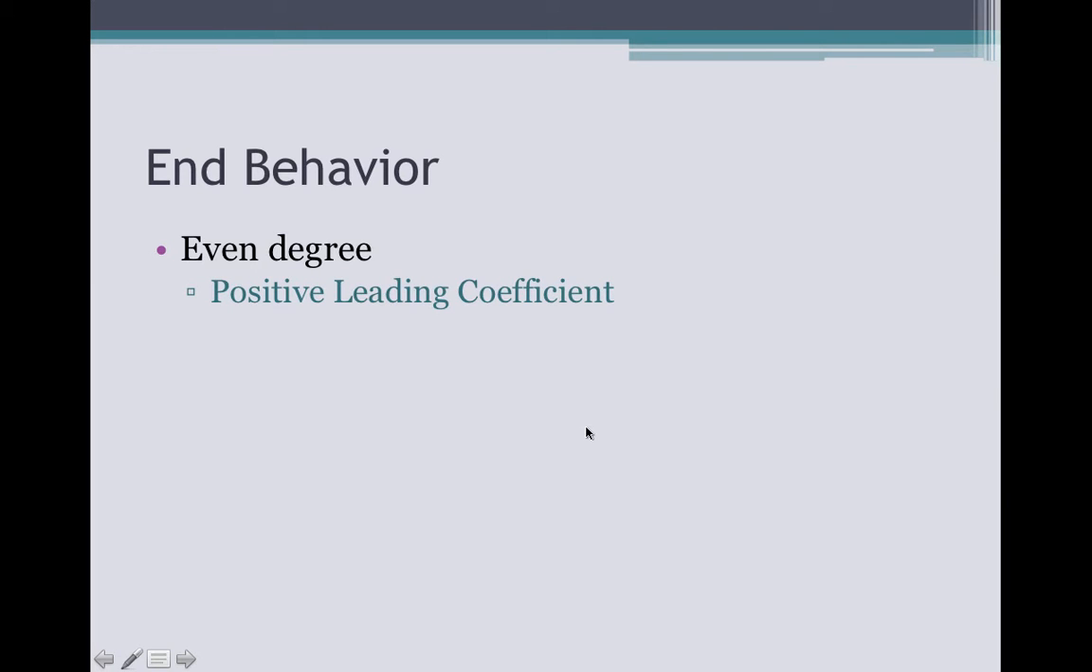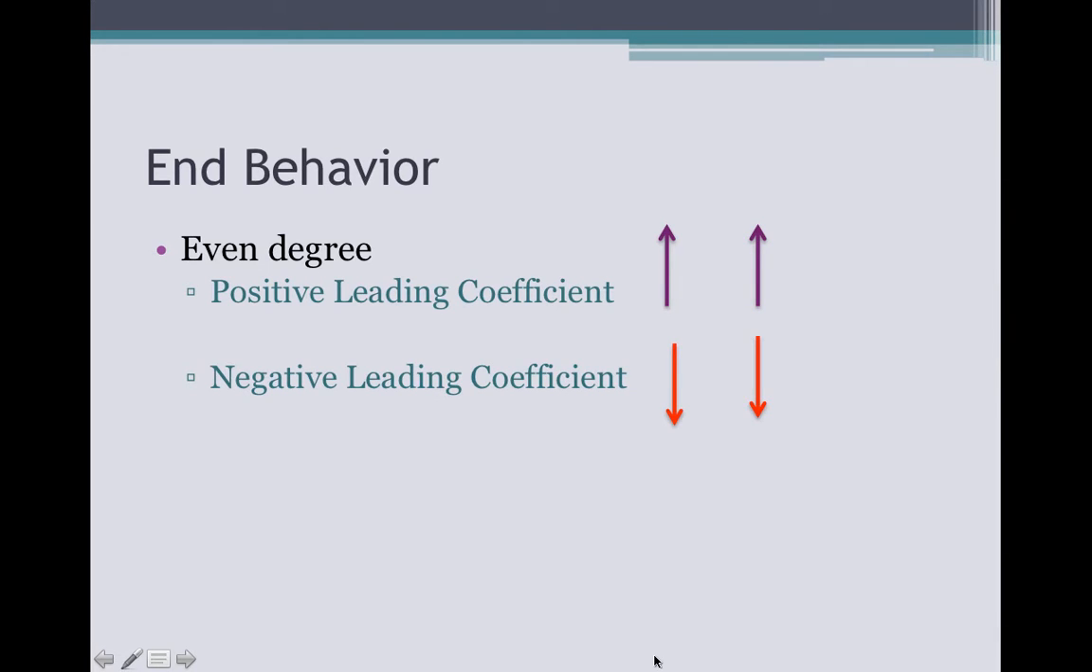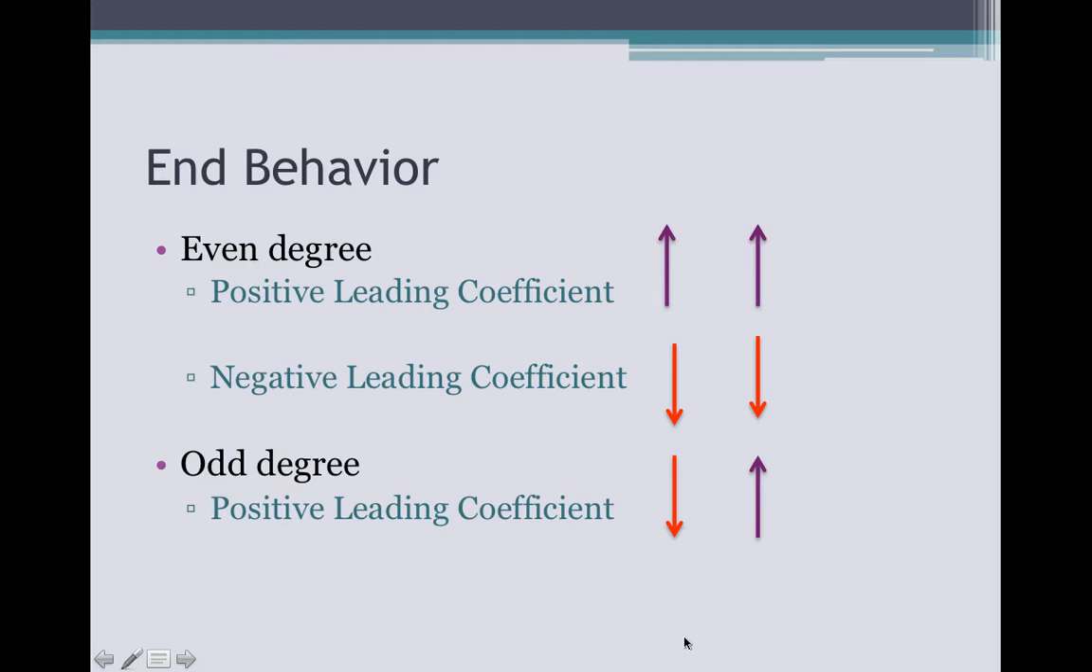If you have a positive leading coefficient, they're going to go left, up, right, up. If it's negative, it's going to go left, down, right, down. Now, if the degree is odd, you're going to have one go one way and the other go the other way. So if you have a positive leading coefficient, you have left, down, right, up. And if you have a negative leading coefficient, you have left, up, right, down.